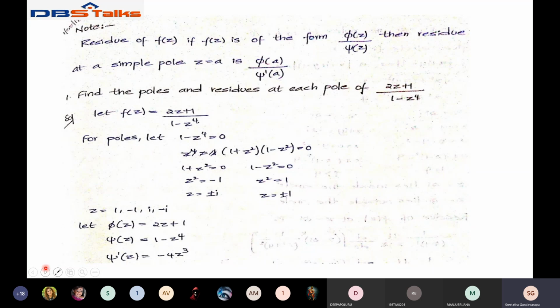Now in this problem we have to use the formula for simple pole, phi(a)/psi'(a). First, phi(z) is 2z+1 and psi(z) is 1-z^4. To find psi'(z), derivative of 1 is 0, z^4 is 4z^3. So psi'(z) equal to minus 4z^3.